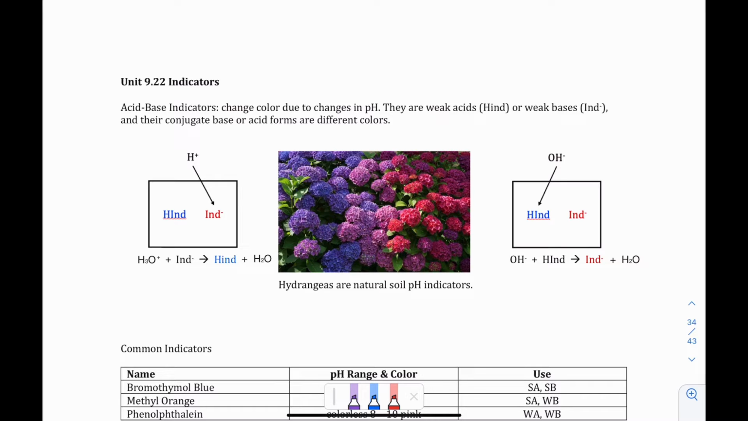Let's say an acid form of an indicator is blue and its base form is red. With both forms of the indicator present, the solution should look purple.